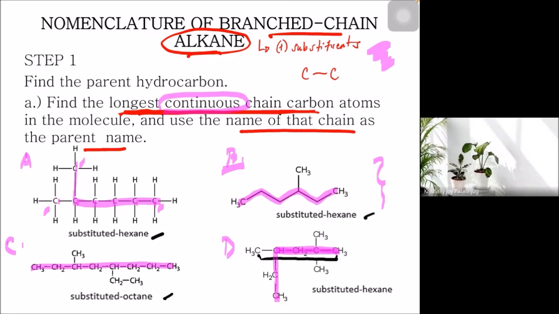These are substituted hexanes: A, B and D, because their chains contain 6 carbons. Whereas letter C is a substituted octane. It's not yet just octane as the name, because there is a substituent and we have not yet identified the substituent. So that is my way of discussing naming. Step by step. You start with the parent.